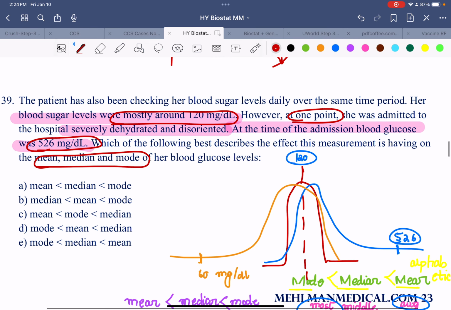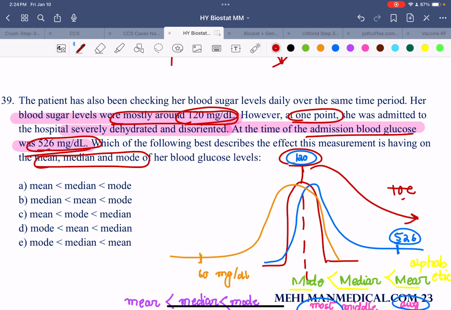Okay, question number 39. Now you have a patient who has been checking his blood sugar levels. Mostly the blood sugar levels are around 120 milligrams per deciliter. So that's sort of the mean, or you can say the center or the peak, right? But one time on admission, his blood sugar level goes to 526 milligrams per deciliter, which means that something has positively skewed our data. There is one outlier, a value which is not in our average range and is very different from the average, either towards the positive side or towards the negative side. Here it's on the higher side, so it's a positive skewing outlier, right?